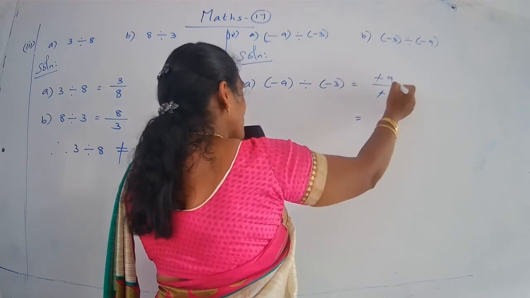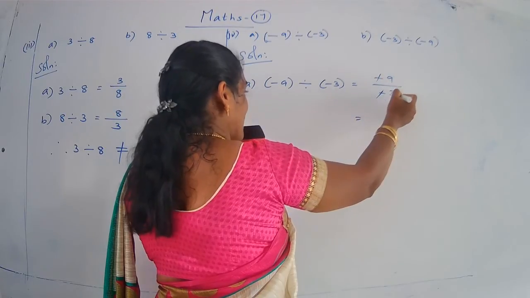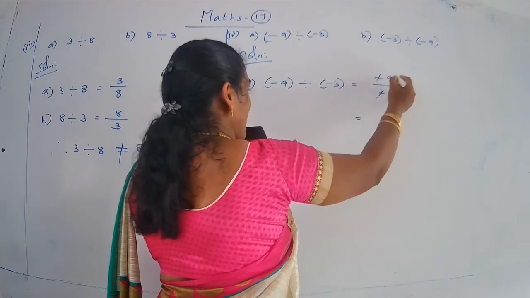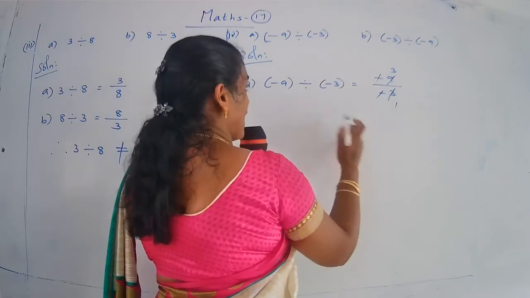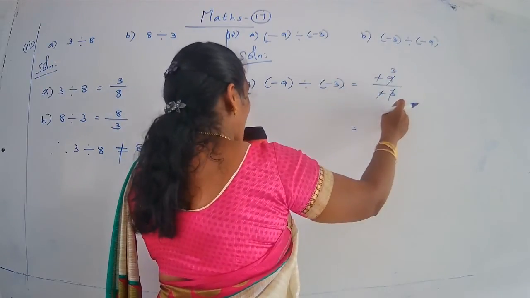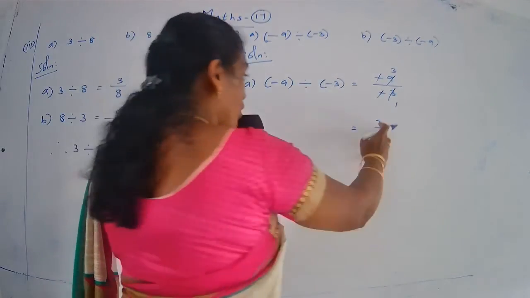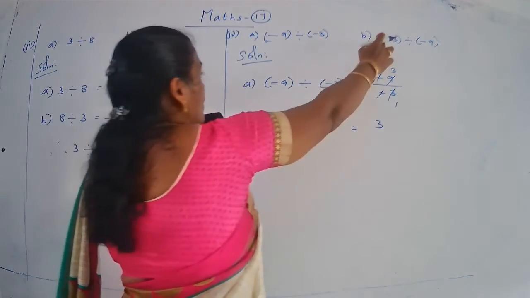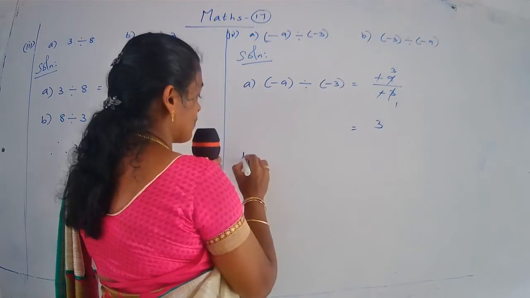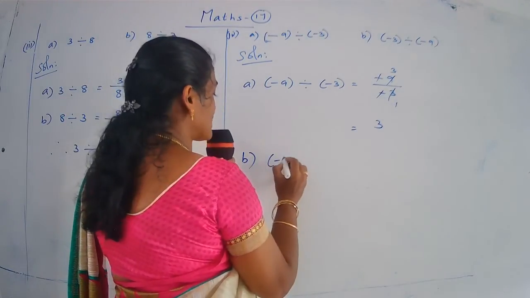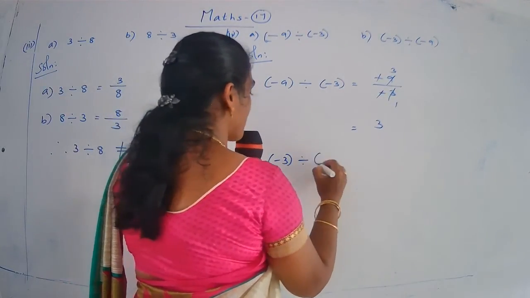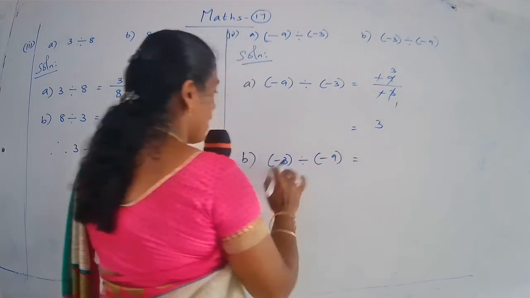So, these two values are different. Yes or no, children? Yes. So, A part and B part are unequal. Therefore, A part minus 9 divided by minus 3 is not equal to minus 3 divided by minus 9. Okay, children? Are you clear? Yes. Now, write it in your class work note.